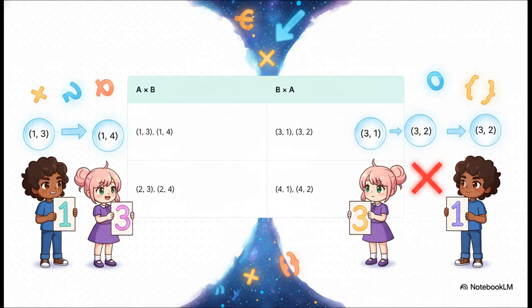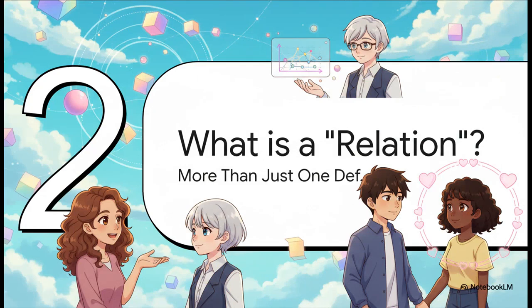Now here's our first, really crucial piece of evidence. In this world of ordered pairs, order is everything. The pair 1-3 tells a completely different story than the pair 3-1. As you can see right here, A times B and B times A give you totally different lists of pairs. This isn't just a minor detail, it's a fundamental rule of the game, so keep it in the back of your mind.